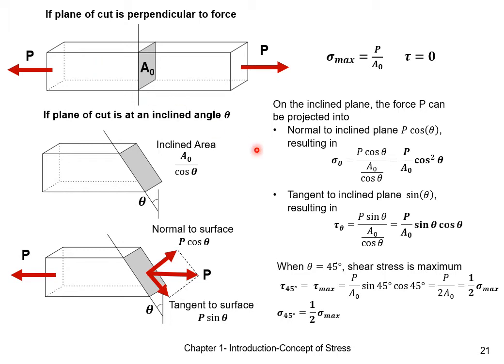Just nice, at 45 degrees, you'll find that the value of shear stress on the inclined plane itself is maximum among all the values of theta. This value of maximum shear stress at 45 degrees plane is also half that of the maximum normal stress on the perpendicular plane. The corresponding normal stress at the 45 degrees plane is also half that of the maximum normal stress on the perpendicular plane.